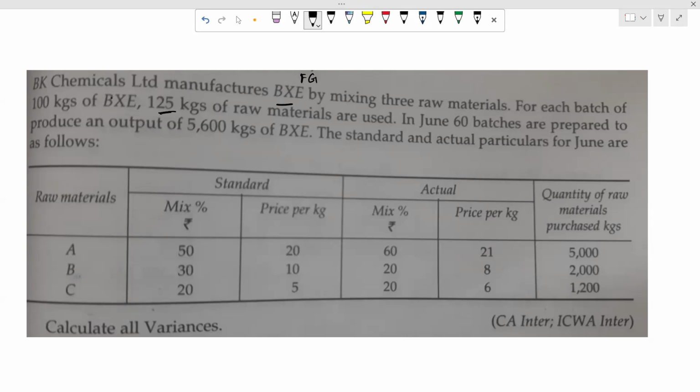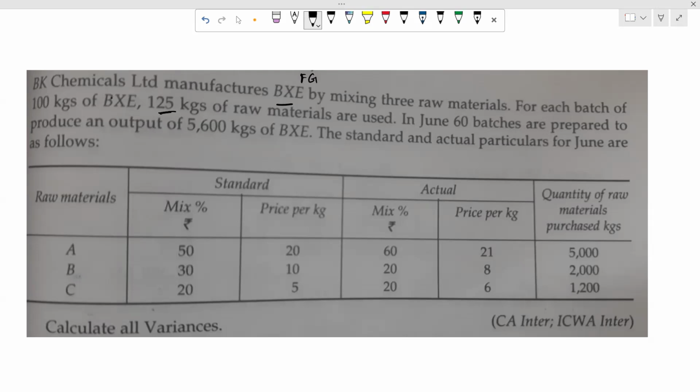The actual mix of the raw material is 60% of A, 20% of B, and 20% of C. Actual price per kg of raw material is given: 21 rupees for A, 8 rupees for B, and 6 rupees for raw material C. Quantity of raw material purchased in kgs is given.